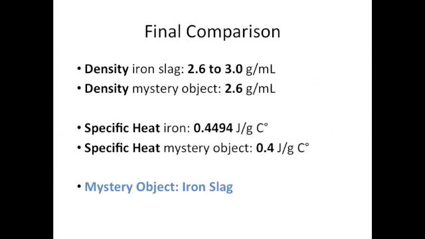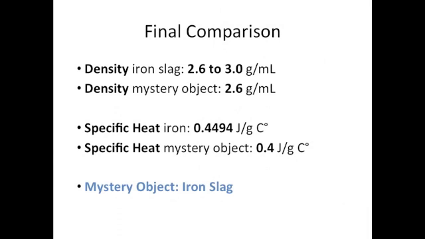Fortunately, this is where the calculation of density comes in handy in deciding what the mystery object was. According to both of our sources, the iron slag's density and specific heat is closest to this lab's calculated values. An iron slag's density is between 2.6 to 3.0 grams per milliliters, while the mystery object's density is 2.6 grams per milliliters. Iron's specific heat is 0.4494, which is near the object's average value of 0.4. Based on this information, it is possible to make a conclusion on the identity of the object.